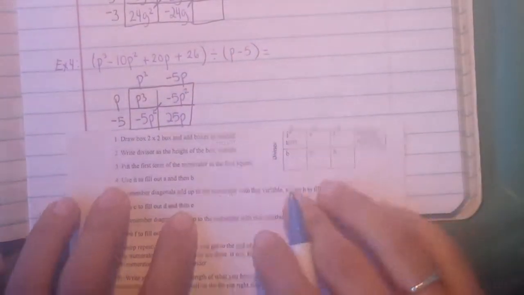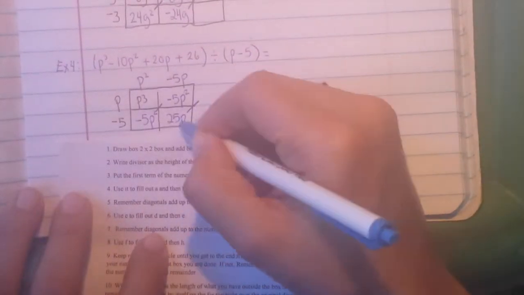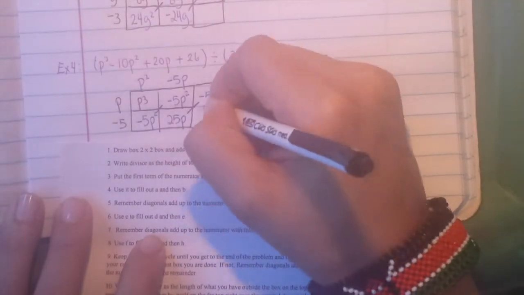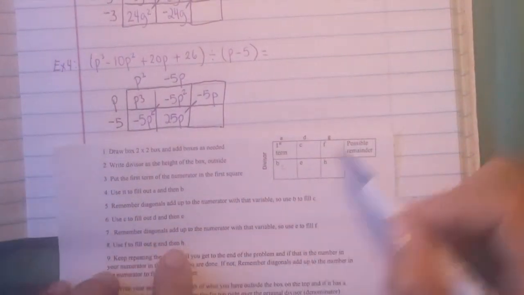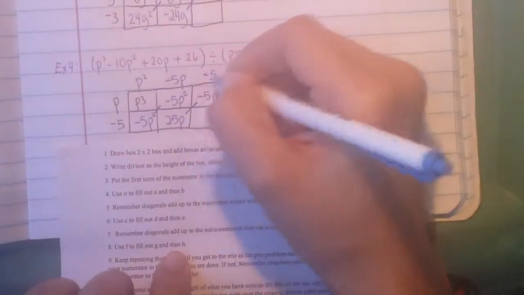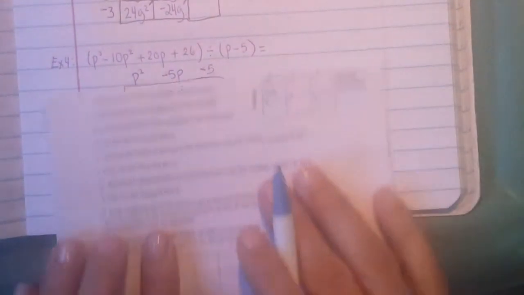times that is positive 25p. Again, the diagonals add up to whatever the numerator, in this case 20p, so it's supposed to be negative 5p, so I'm adding a box because I need it. Alright, then fill the top and the bottom. P times something is negative 5p, so that's got to be negative 5. Fill out the bottom, negative 5 times negative 5 is 25.